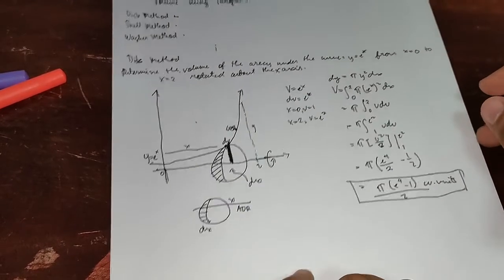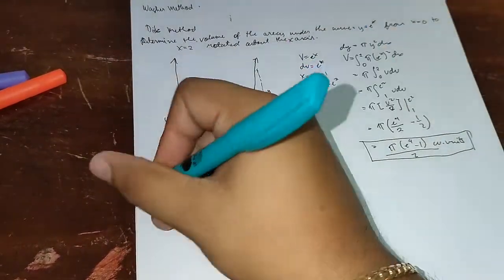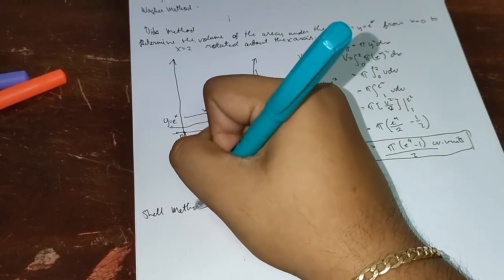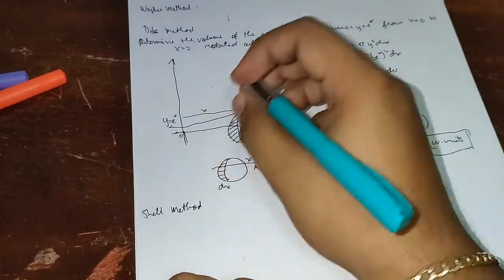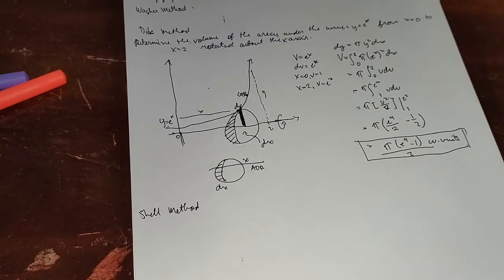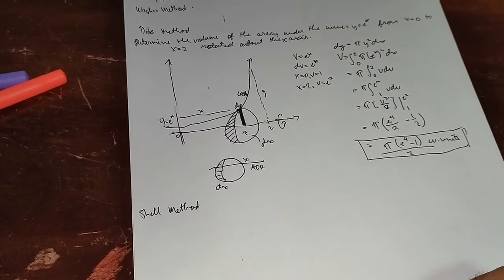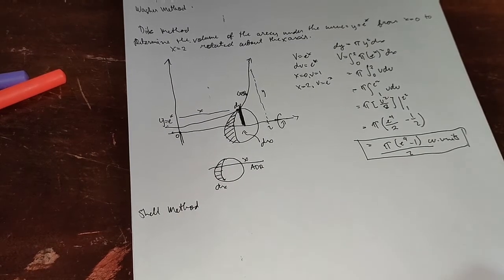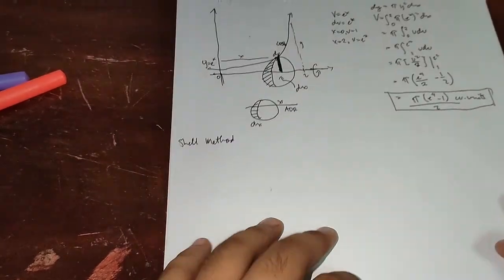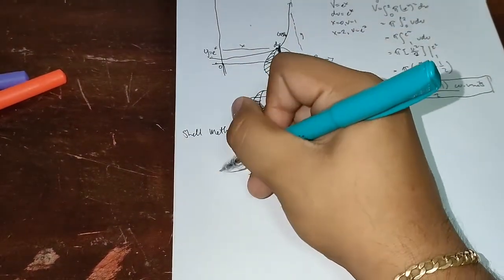Now we're going to do the shell method. But first, what is the shell method? The shell method is a method of finding volumes by decomposing a solid of revolution into cylindrical shells. For example, we will draw a graph here.